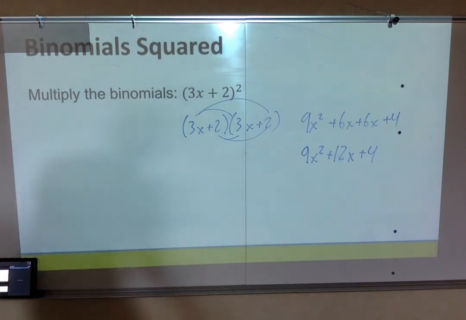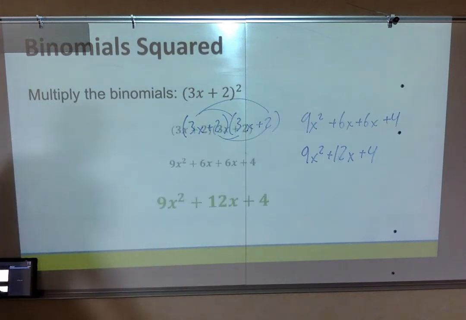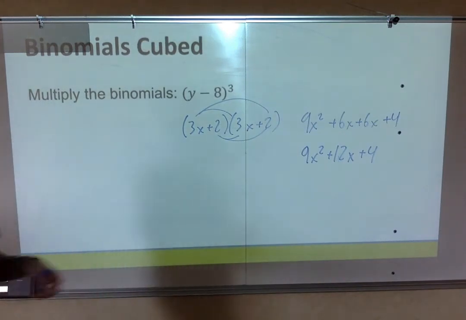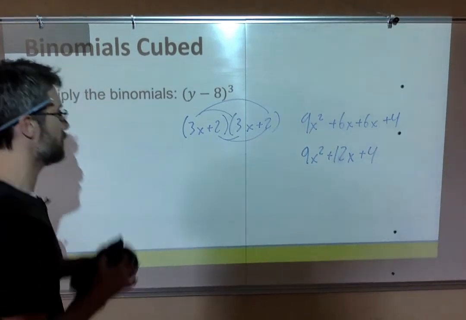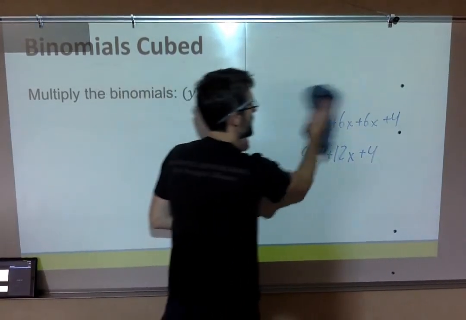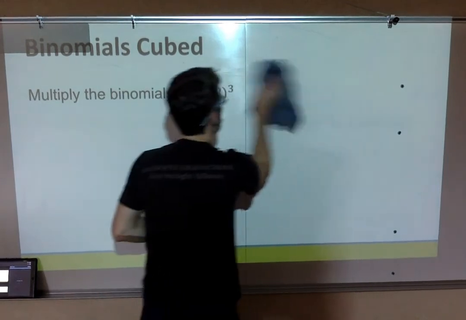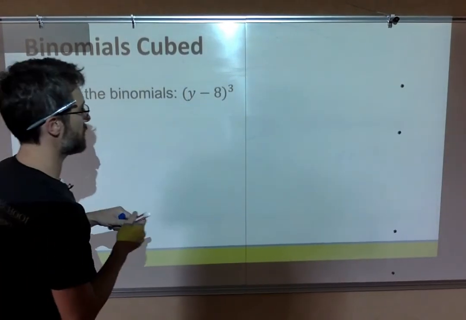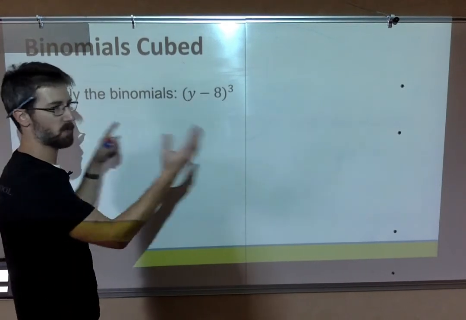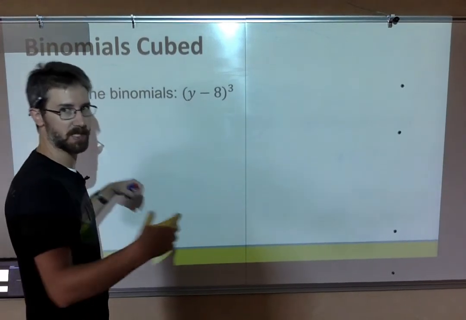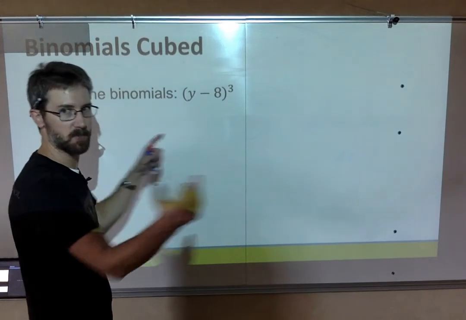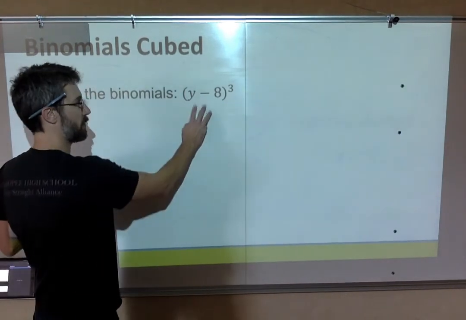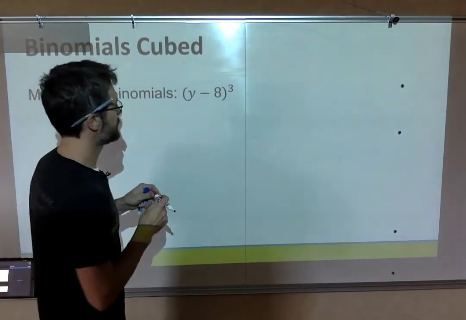What about higher exponents? What about something like this, y minus 8 cubed? Well, it's really the same idea. And we're not going to get beyond something like this where it would just be ridiculous, like y minus 8 times y minus 8 times y minus 8, and so on. 3 is probably going to be the max that we're going to do.